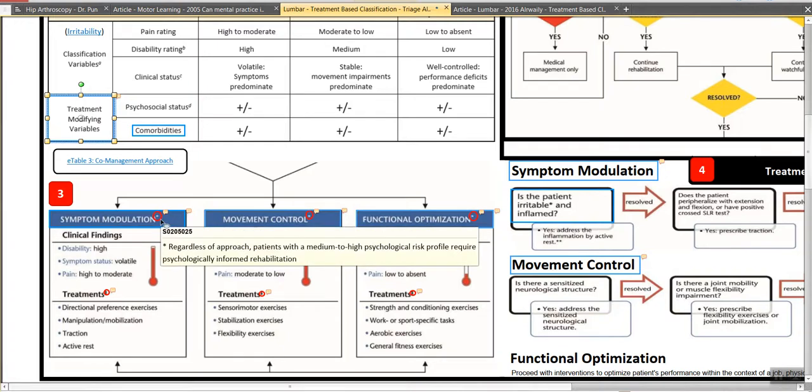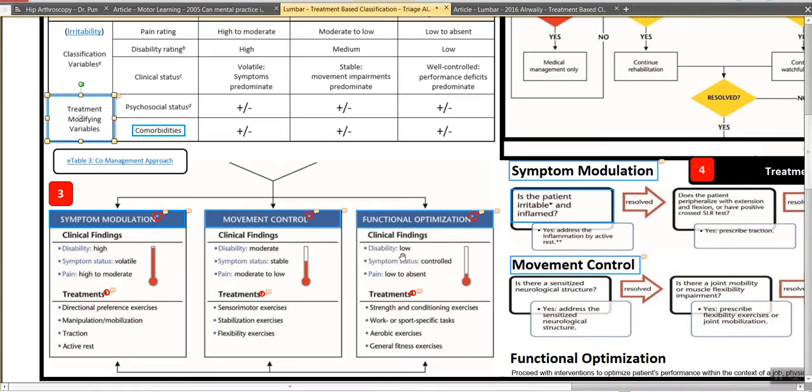Okay, moving to step number 3. Once again, you have the red circles. If you hover, it simply is there as a reminder, regardless of the approach that you choose. Medium to high psychological risk profile requires psychologically informed rehabilitation. And so here you're going to identify the individuals that are in the symptom modulation group. They have high disability, high volatility, pain is high to moderate. Again, you're considering your irritability as described in the chart previously shown.